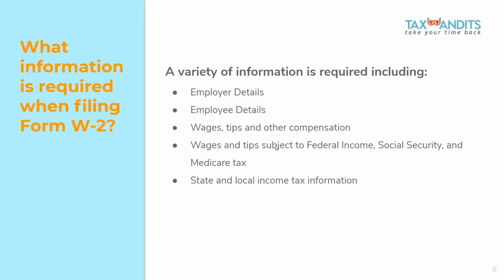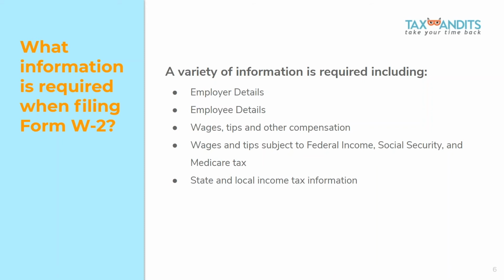So what information is required when filing Form W-2? Well, a variety of information, of course, is required, but this is going to include details such as the employer information, the name, their EIN, their address. It will also require employee details, so again, their first and last name, their Social Security number, and their address. Any information related to wages, tips, and other compensation that were paid to the employee by the employer throughout the year will also need to be reported on Form W-2.